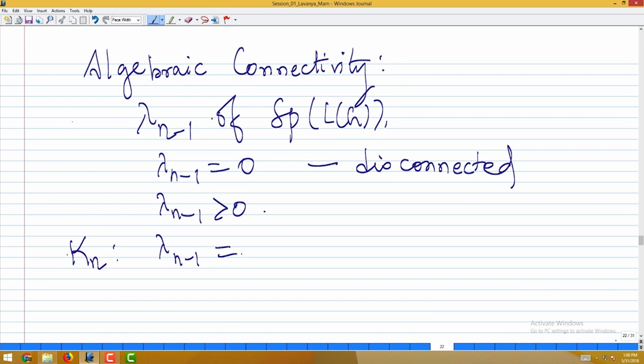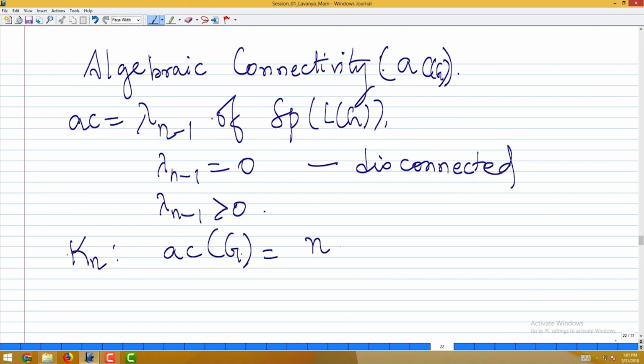Let me rewrite this instead of AC. Let me call algebraic connectivity AC of G. So, for a complete graph, what is the second smallest eigenvalue, guys? There are only 2 eigenvalues for that, you cannot think so much. Yeah, n, right? So, if I look at K n, it is n.